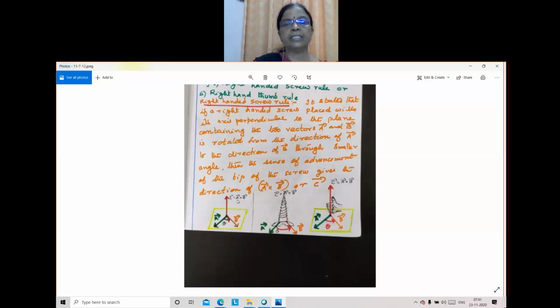But vector C, this is the C vector. C vector is perpendicular to both these vectors, and it is perpendicular to the plane containing these two vectors. Vector C is the vector which is perpendicular to the plane containing these two vectors. Okay.